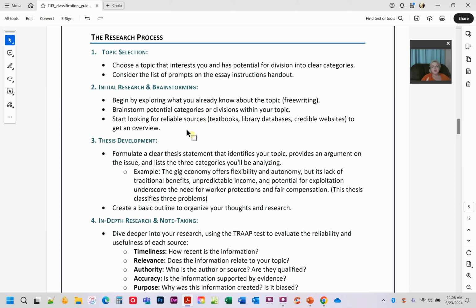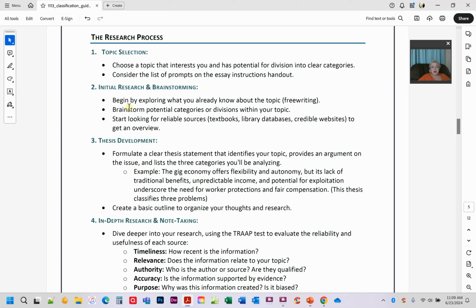You want to then work on your thesis development as part of the research process. Remember that this class has a very specific thesis formula that you must meet to get the points for the thesis. You have to have your topic that you're classifying. You've got to have your argument about why this needs to be done, and then you need to have your 3 reasons or your 3 classification categories.